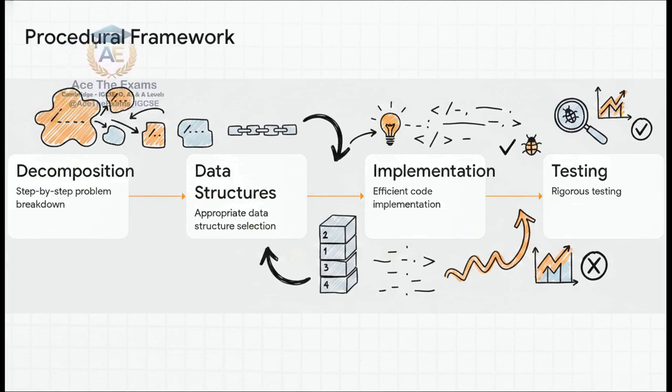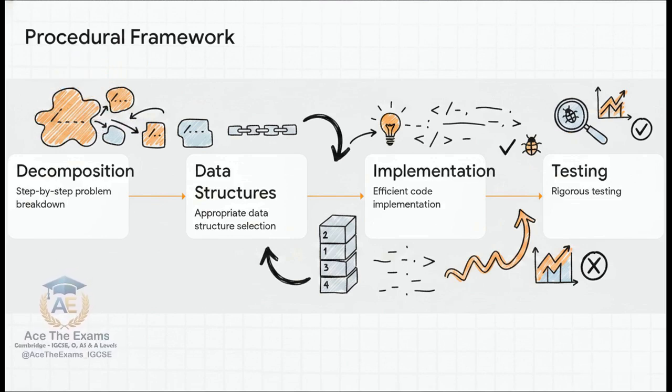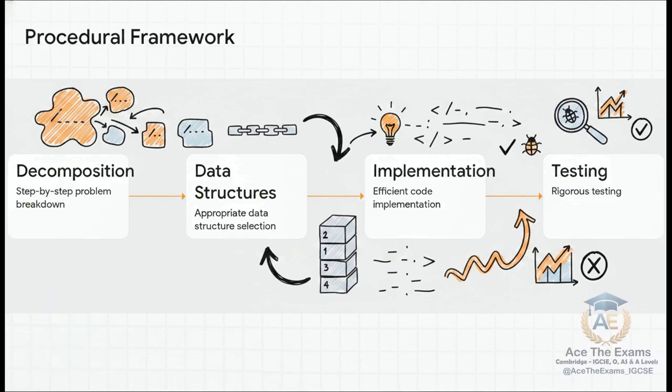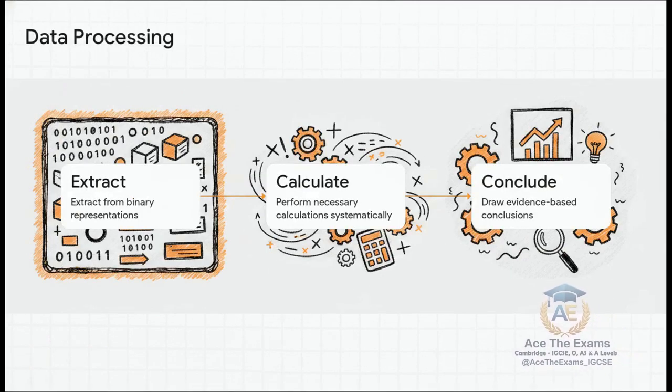Step 1, decomposition. You have to break the massive problem down into logical, bite-sized chunks. Step 2. Data structure selection. You need to explicitly prove why an array, a record, or linked list is the exact right tool for this specific job. Step 3. Efficient implementation. This is where you actually write the sequence construct. And Step 4. Rigorous testing. Algorithmic thinking requires you to follow these steps sequentially. If you make this 4-step process visible on your paper, the examiner literally has no choice but to award you those juicy method marks.